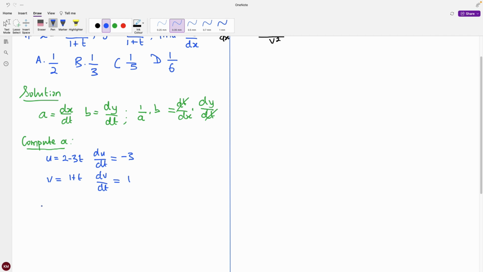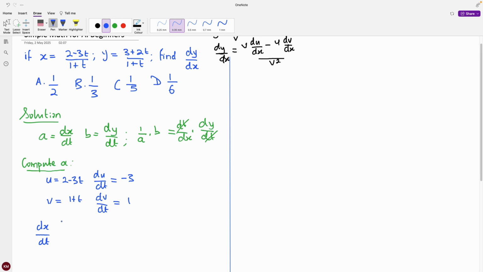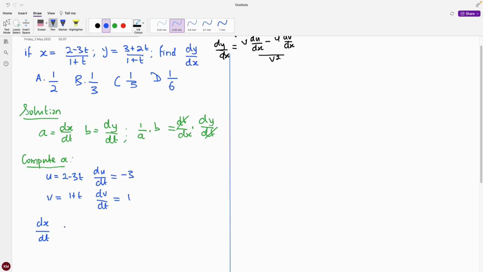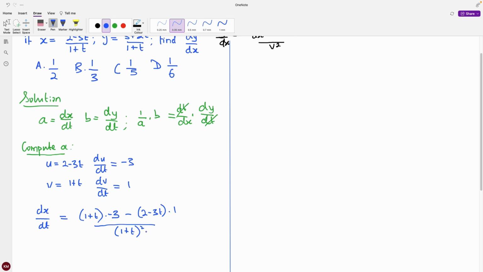So if we apply the quotient rule here to find dx by dt, we have our u and our v, and we can then apply the quotient rule. We start with v, which is 1 plus t, times du by dt, which is minus 3, minus u dv by dt, which is 2 minus 3t times 1, all over v squared, and our v squared in this case is going to be (1 plus t) squared.